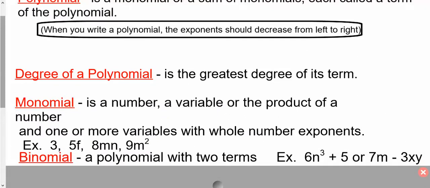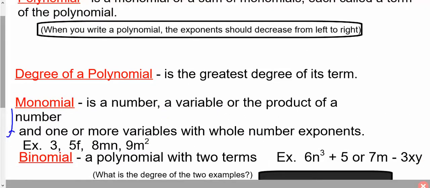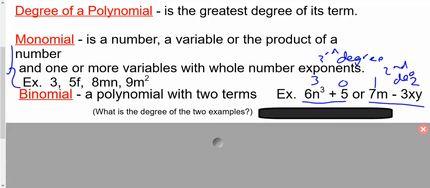And so we just talked about monomials. So these are monomials right here. We just saw those. Now we get into binomials. It's a polynomial with 2 terms. So here are 2 examples of binomials. This has a degree of 3. This has a degree of 0. So this is a third degree. You take the larger one. And this has a degree of 1, and this has a degree of 2. So this is a second degree. You just take the larger one.